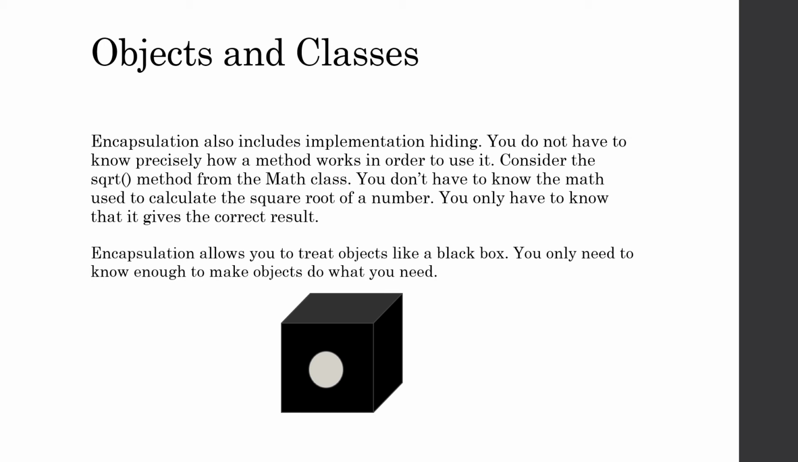So when we combine both of these forms of encapsulation, data hiding and implementation hiding, we can essentially describe our objects as like a black box. You only need to know enough to be able to make the objects do what you need. You don't have to worry too much about the internal details.